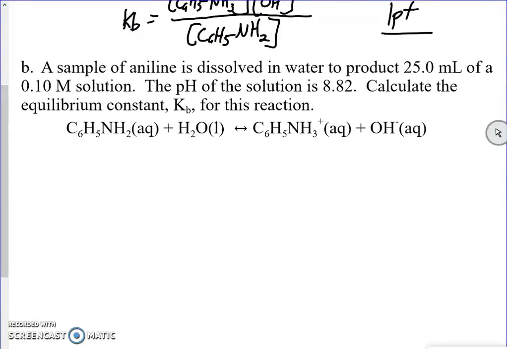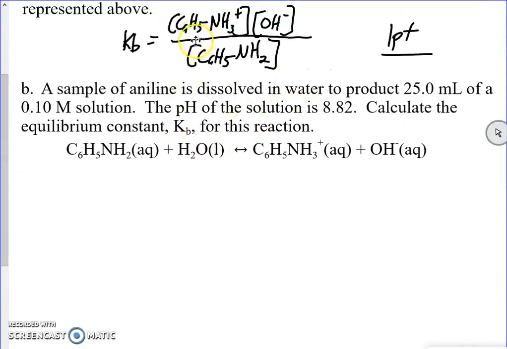So if we are trying to figure out Kb, and we know Kb is the concentration of the conjugate acid times the hydroxide ion divided by the concentration of the original base, all of these values are at equilibrium. That means we need to get those concentration values at equilibrium. Well, how do we do that? We do that with our typical ICE table.